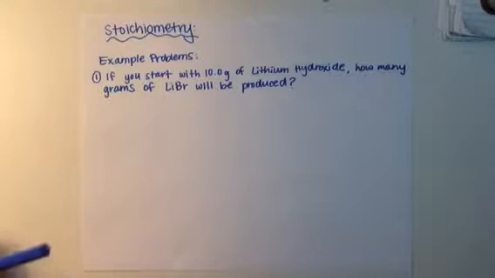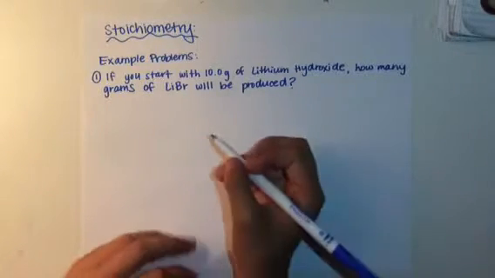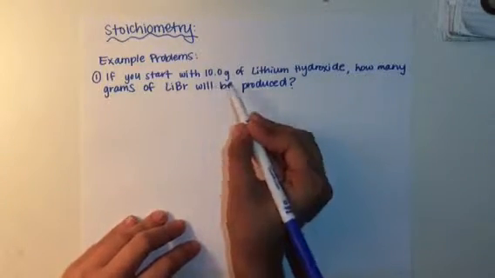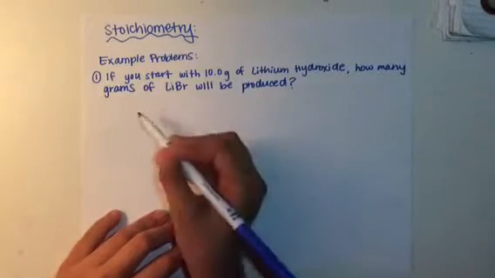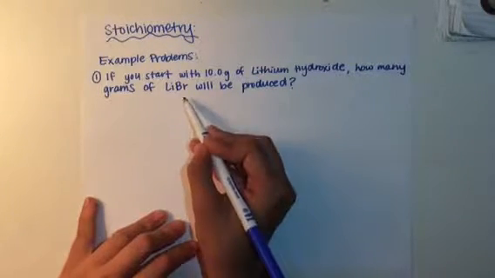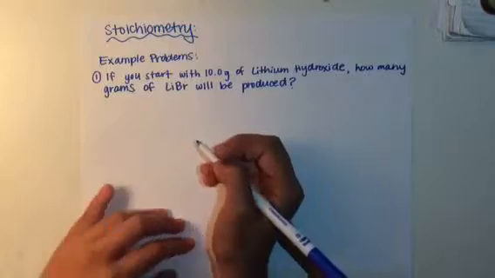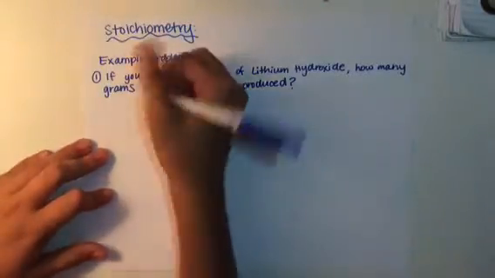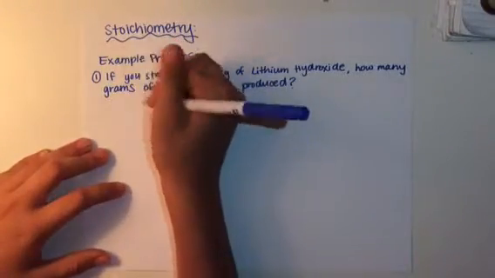Okay, so today we're going to be talking about stoichiometry, which is basically just converting between units and seeing what the equivalent of one unit is in another unit. So for this sample problem, if you start with 10.0 grams of lithium hydroxide, how many grams of lithium bromide will be produced? So the first thing that you want to do is you're going to write out your equation.